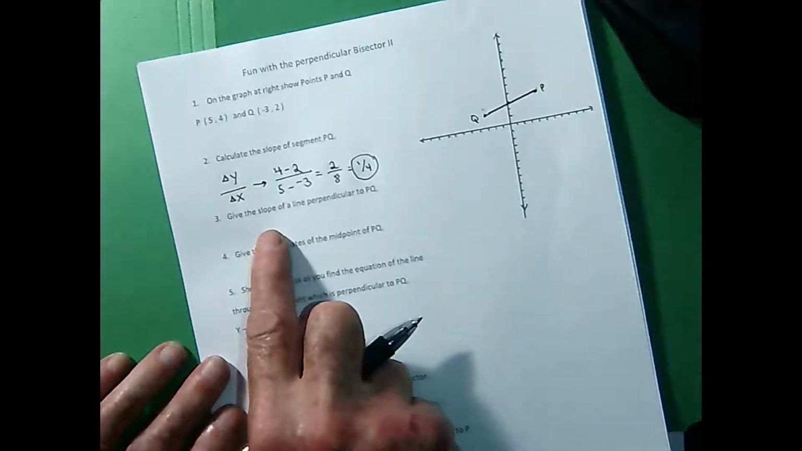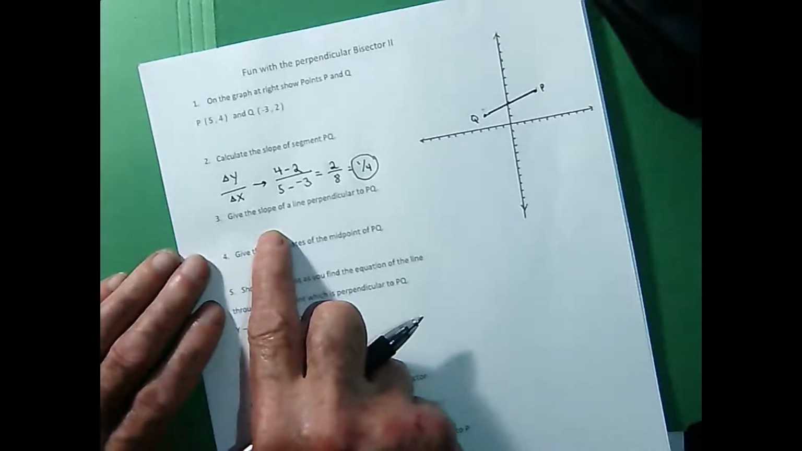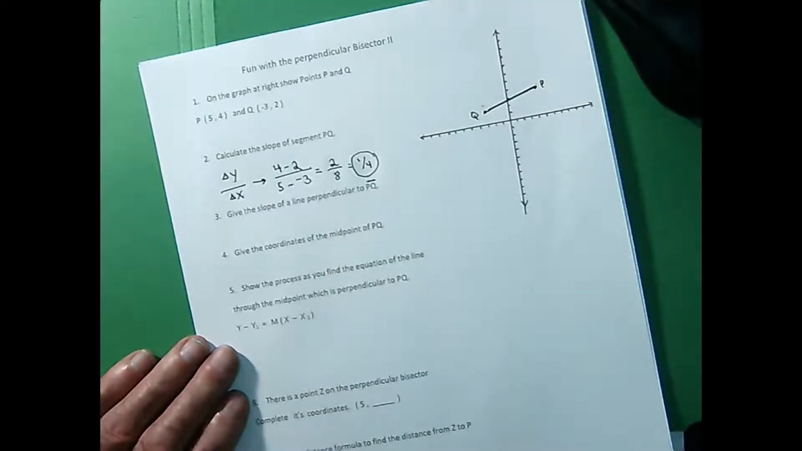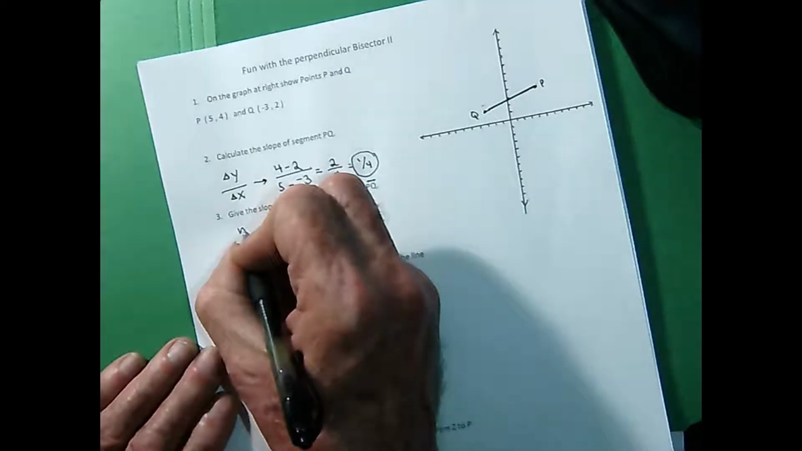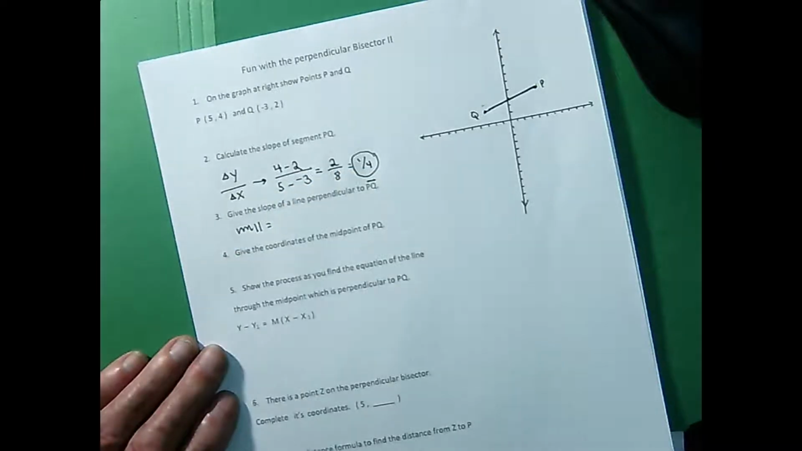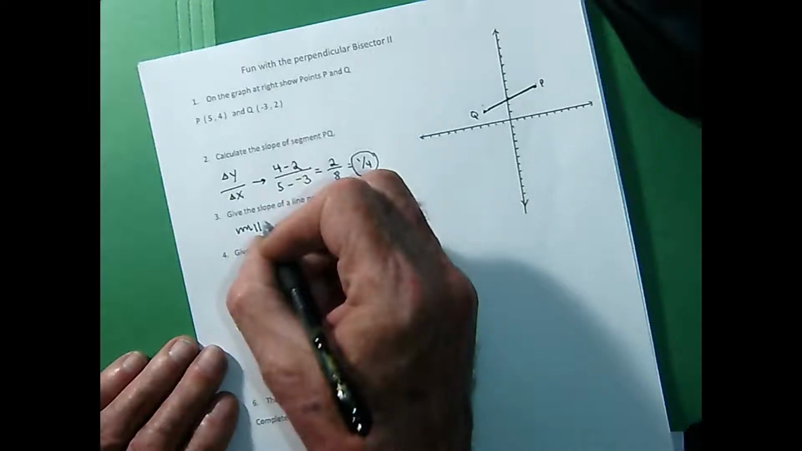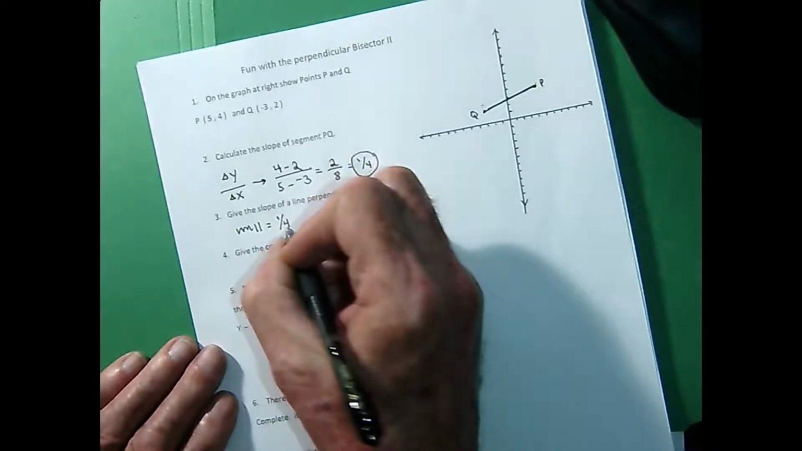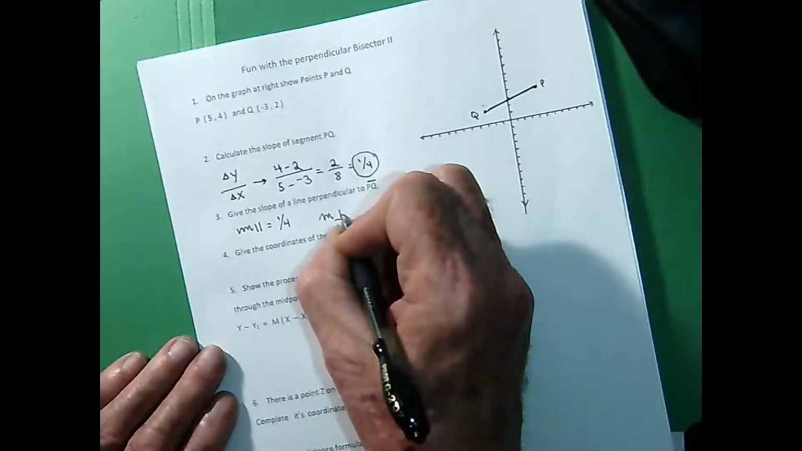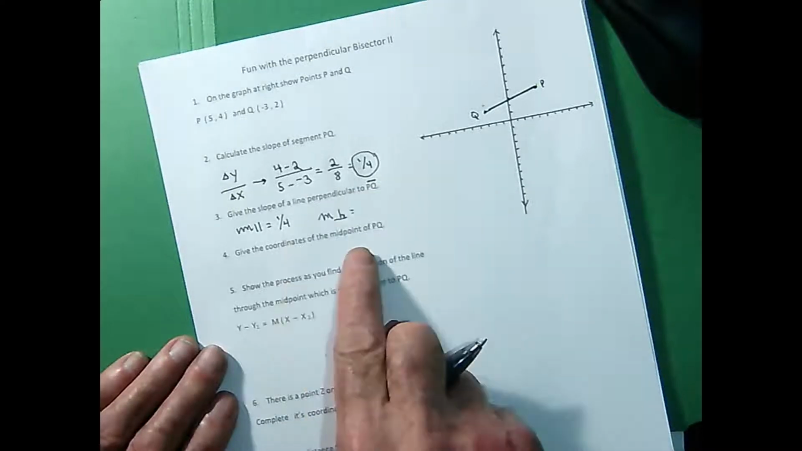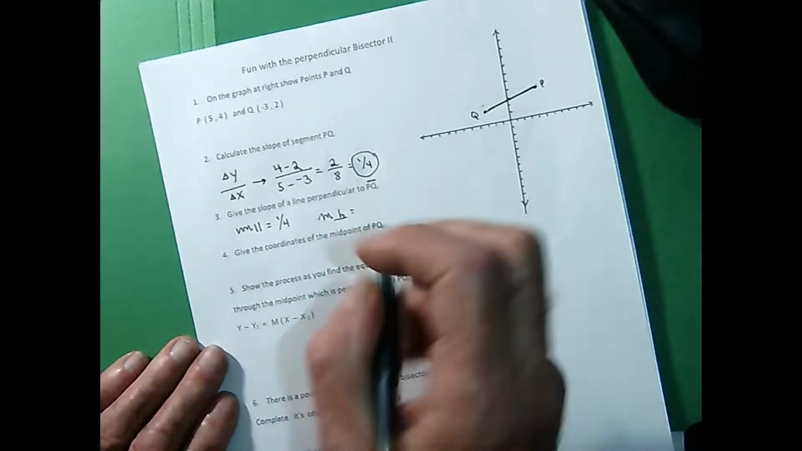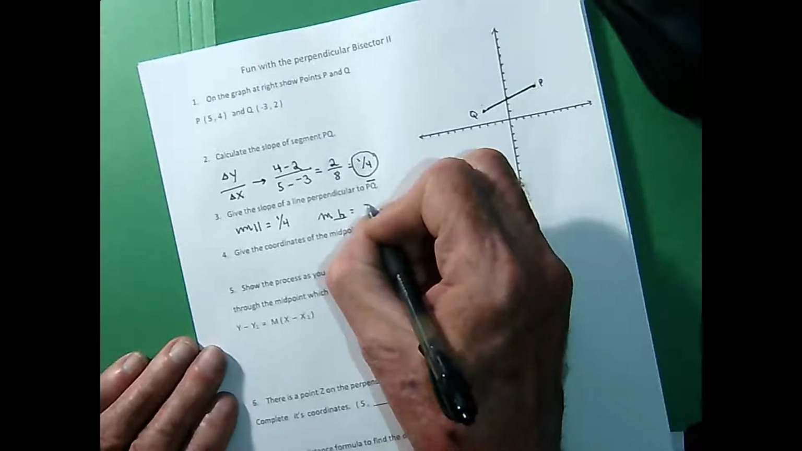And then it asks me to give the slope of a line perpendicular to our line PQ. You'll be thinking, well, the slope of a parallel line, it's not asked for here, but it's a nice thing to think about. A parallel line would have the same slope of 1/4. But what about the slope of a perpendicular line? That ought to be the negative reciprocal of this number. And the negative reciprocal of 1/4 is negative 4 over 1.